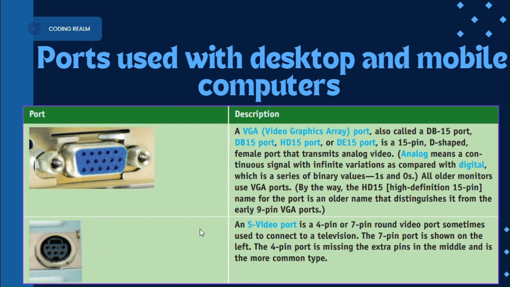Second, the S-video port. The S-video port is a 4-pin or 7-pin round video port, sometimes used to connect to a television. The 7-pin port is shown on the left. The 4-pin port is missing the extra pins in the middle and is the more common type.